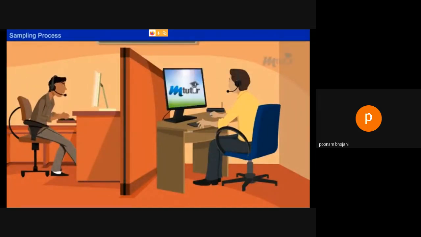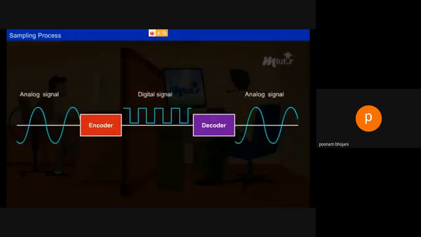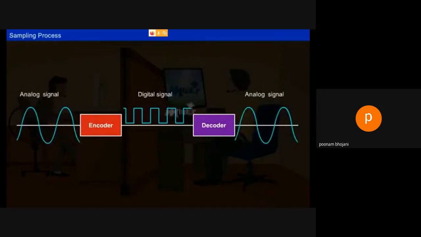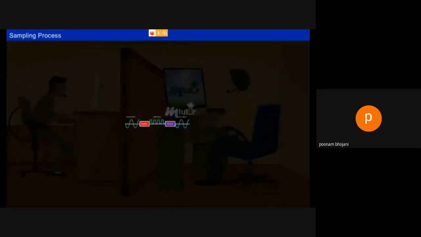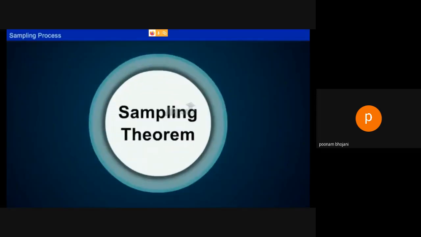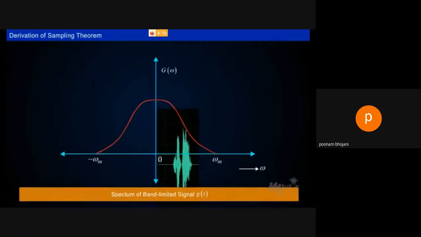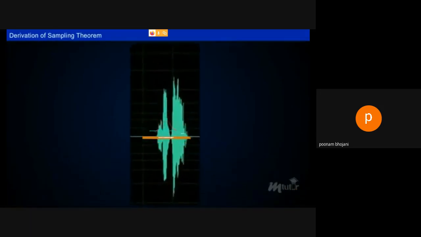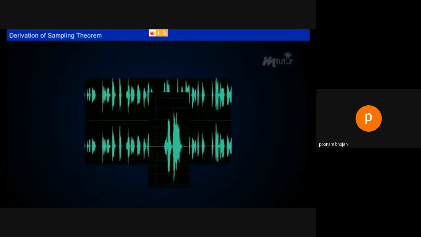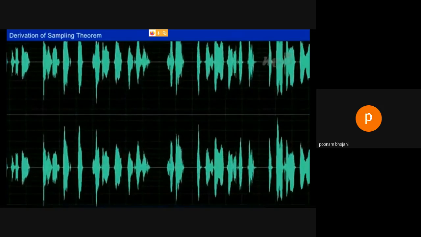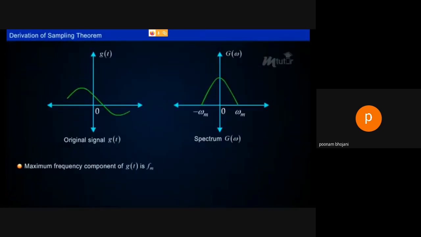From this, we learn that sampling is used to convert the analog signal into a digital signal, and we also learn that encoding and decoding play an important role in data communication. Now, let us learn about the sampling theorem in detail. Sampling theorem: a band limited signal can be reconstructed exactly if it is sampled at a rate at least twice the maximum frequency component in it. The maximum frequency component of g(t) is Fm.